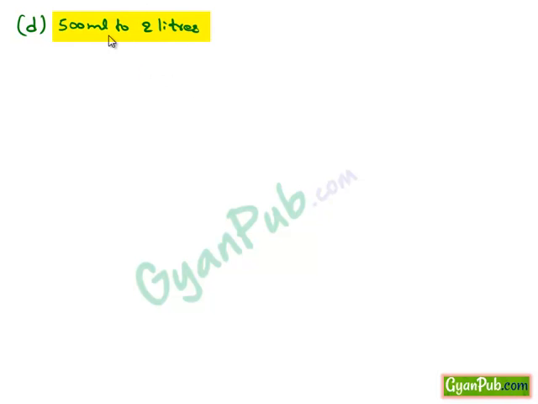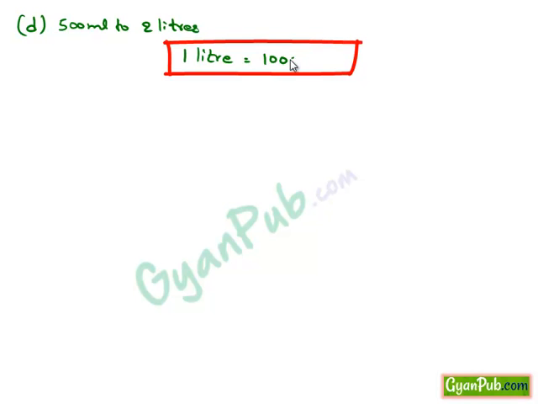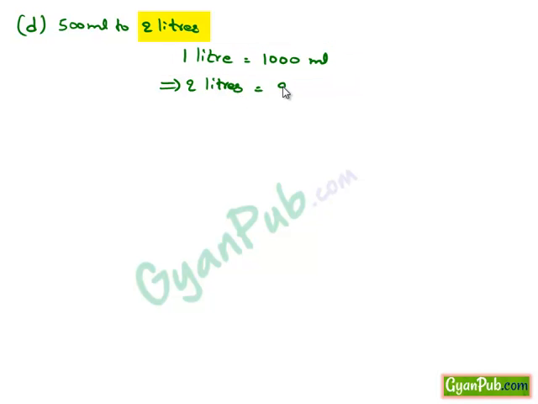Now take down the D bit, that is we have to find ratio between 500 ml to 2 liters. Here the two quantities are not in same units. So let us convert 2 liters into milliliters. That is, we know that 1 liter is equal to 1000 ml. This implies 2 liters is equal to 2 times 1000 ml, which gives 2000 ml.